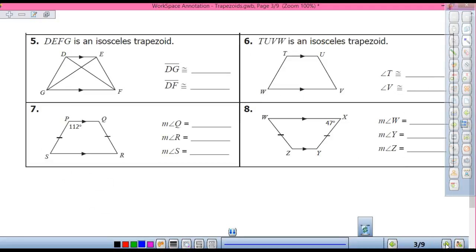Now we have an isosceles trapezoid, so now we've got many more properties. So DG, this side right here, is going to be congruent to who? EF. So DG is congruent to EF, because those are my non-parallel sides and they're congruent. DF is going to be congruent to GE, because diagonals are congruent, yep.